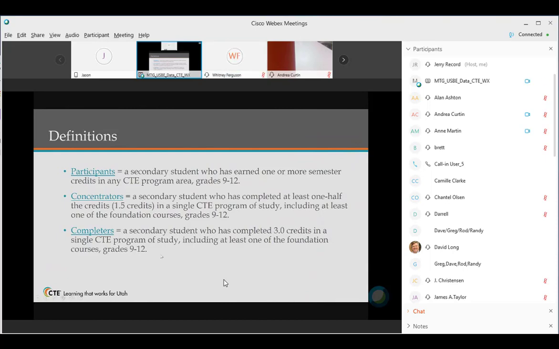Participant is a secondary student who's earned one or more semester credits in any CTE program area, grades 9 through 12, or reported in grade 12. Concentrator, a secondary student who's completed at least one half the credits, usually 1.5, in a single CTE program of study, including at least one of the foundation courses. Again, that's grades 9 through 12, but we report them as seniors. Completers are secondary students who have completed usually 3.0 credits in a single CTE program of study, including at least one of the foundation courses, and that's grades 9 through 12 also.